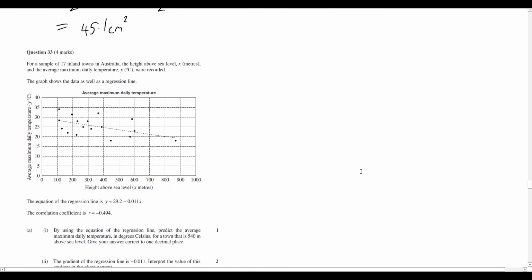Question 33. For a sample of 17 inland towns in Australia, the height above sea level, x meters, and the average maximum daily temperature, y degrees Celsius, were recorded. The graph shows the data as well as a regression line. The equation of the regression line is y equals 29.2 minus 0.011x. The correlation coefficient here is minus 0.494. By using the equation of the regression line, predict the average maximum daily temperature in degrees Celsius for a town that is 540 meters above sea level. Give your answer correct to one decimal place.